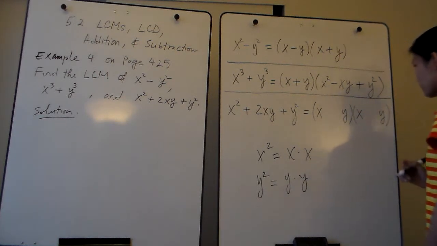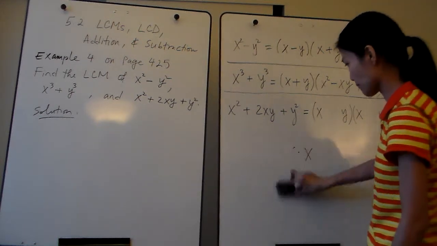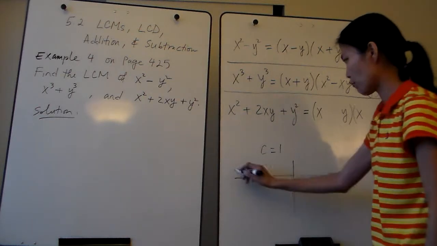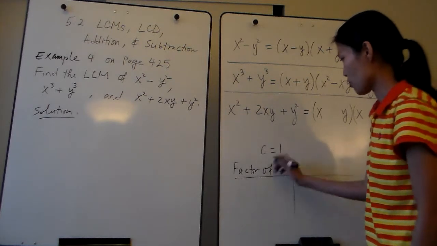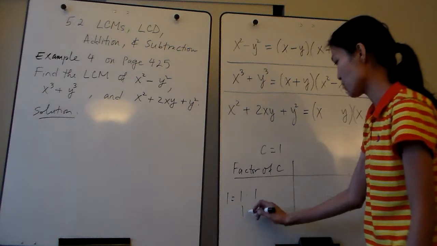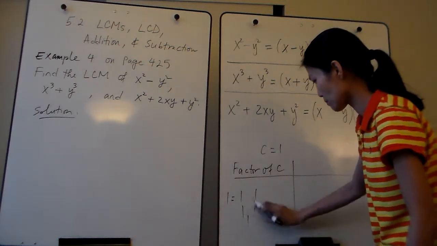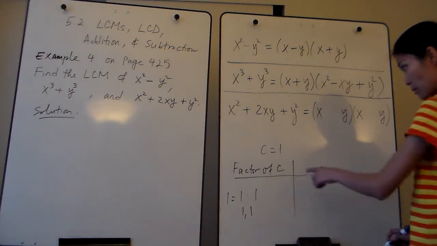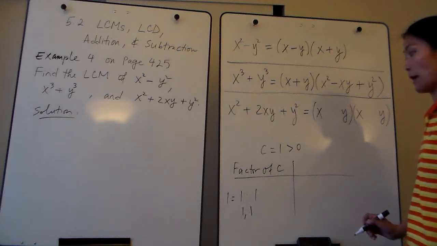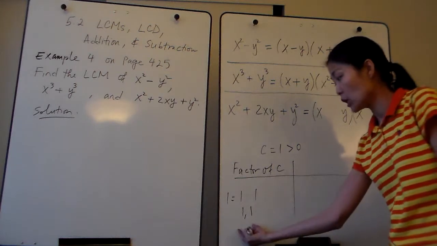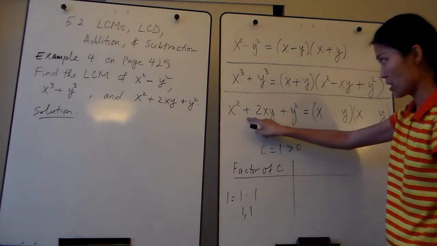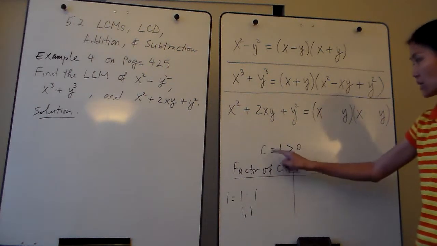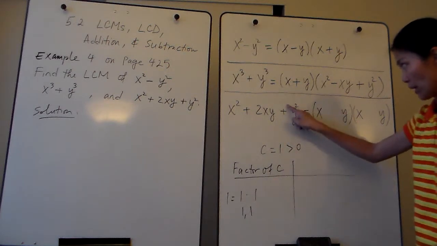Now we don't know the signs or the constants yet, but you see that c is 1. The factors of c: 1 times 1 is 1, so the factors of c are 1 and 1 only. c is positive, so you know the factors of c will have the same sign as b. The sign of b, the 2 right here, is positive, so the factors of c will be positive. One more time: c is the coefficient of the y squared term, 1 times y squared is y squared.